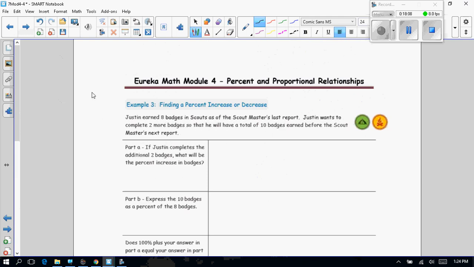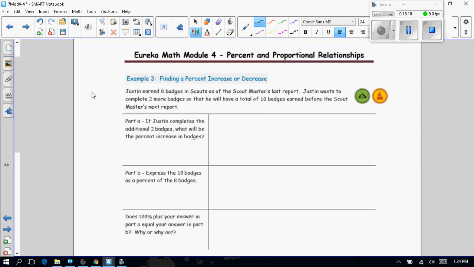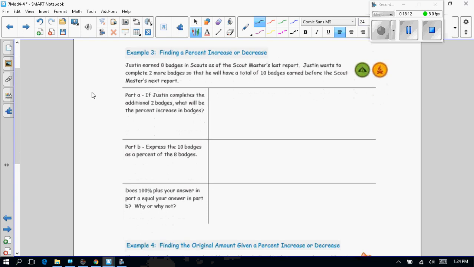So Justin earned 8 badges in Scouts as of the Scoutmaster's last report. Justin wants to complete 2 more badges so that he can have a total of 10 badges earned before the Scoutmaster's next report. Okay, if Justin completes the 2 additional badges, what will be the percent increase in badges?